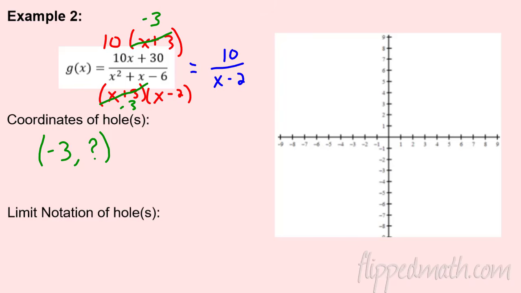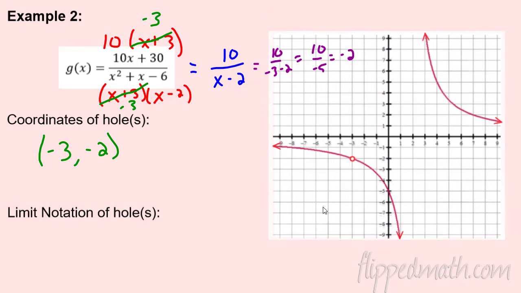So what can I do? Just plug that -3 in. We know x is -3, so we're going to plug that -3 in there. So we're going to say 10 over -3 minus 2, which is -5. So what is the y value? It's just -2. So I found this. And where's that happening? At -3, -2. Then let's make sure I'm right before I go ahead and do the limit notation.